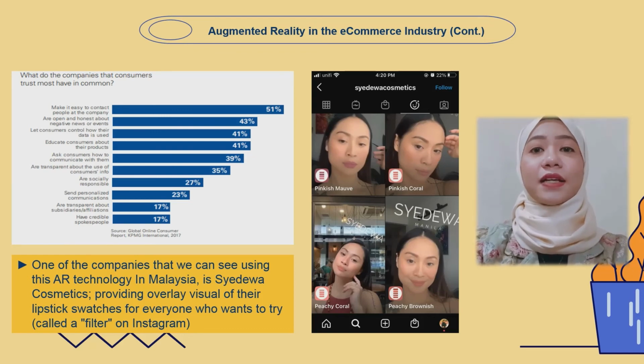Therefore, besides Nadiah already having a website, they also took the opportunity to use AR technology by providing the overlay visual of their lipstick swatches for everyone who wanted to try. This technology is called a filter on Instagram. With this, all of their future customers can see which colors are suitable and favorable for themselves. So, we can see this augmented reality has good benefit in the e-commerce industry in this era.